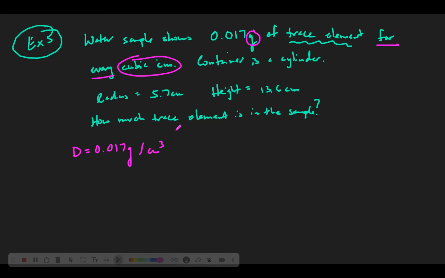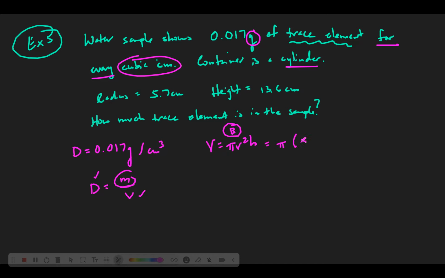Now, what they do is they give us the dimensions of the cylindrical container. We're going to be able to find the volume of that cylinder. So remember, density is mass over volume. When we have the density, we're going to find the volume. That means we can then solve for the mass. So let's find the volume. It is a cylinder, pi r squared h. Again, the area of the base is pi r squared. The radius is 5.7. The height is 13.6. It's just a simple plug and chug.